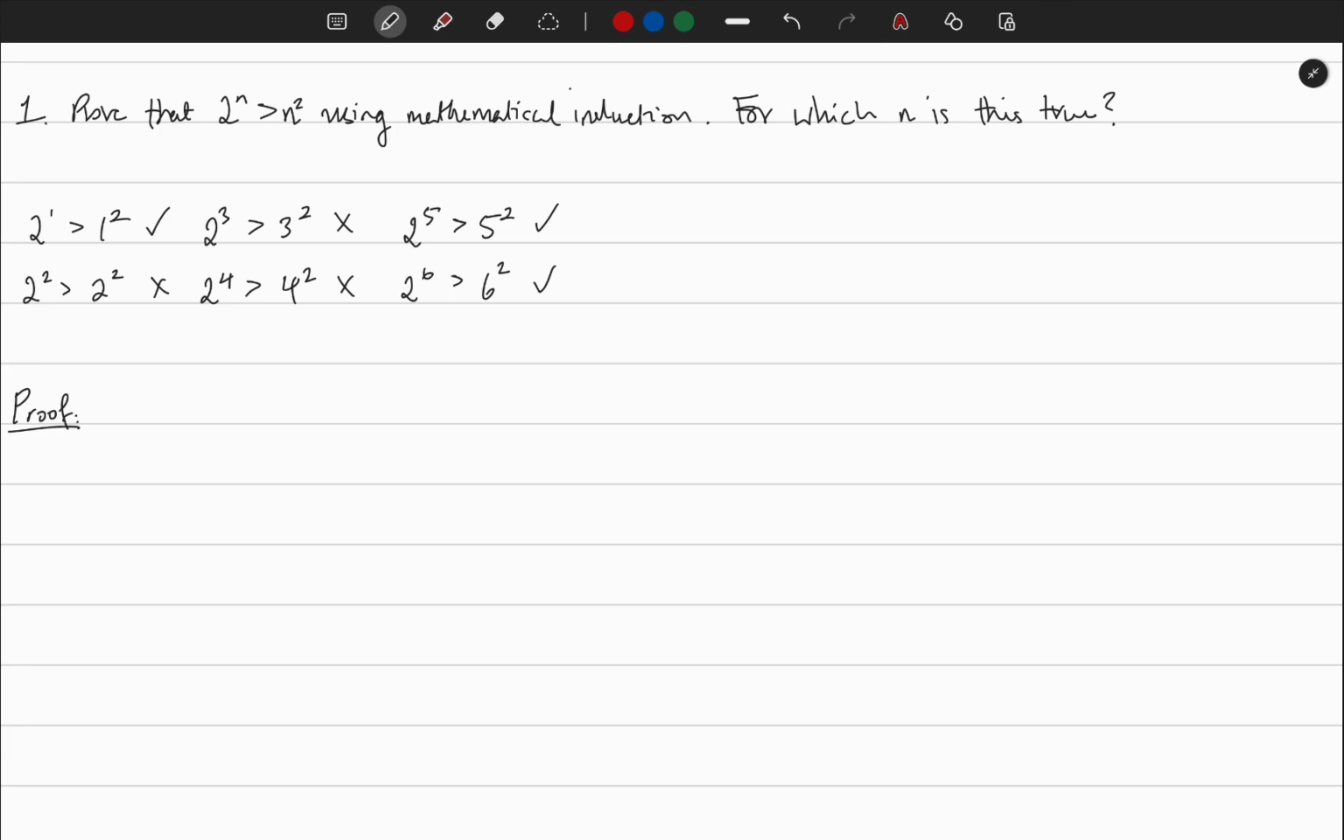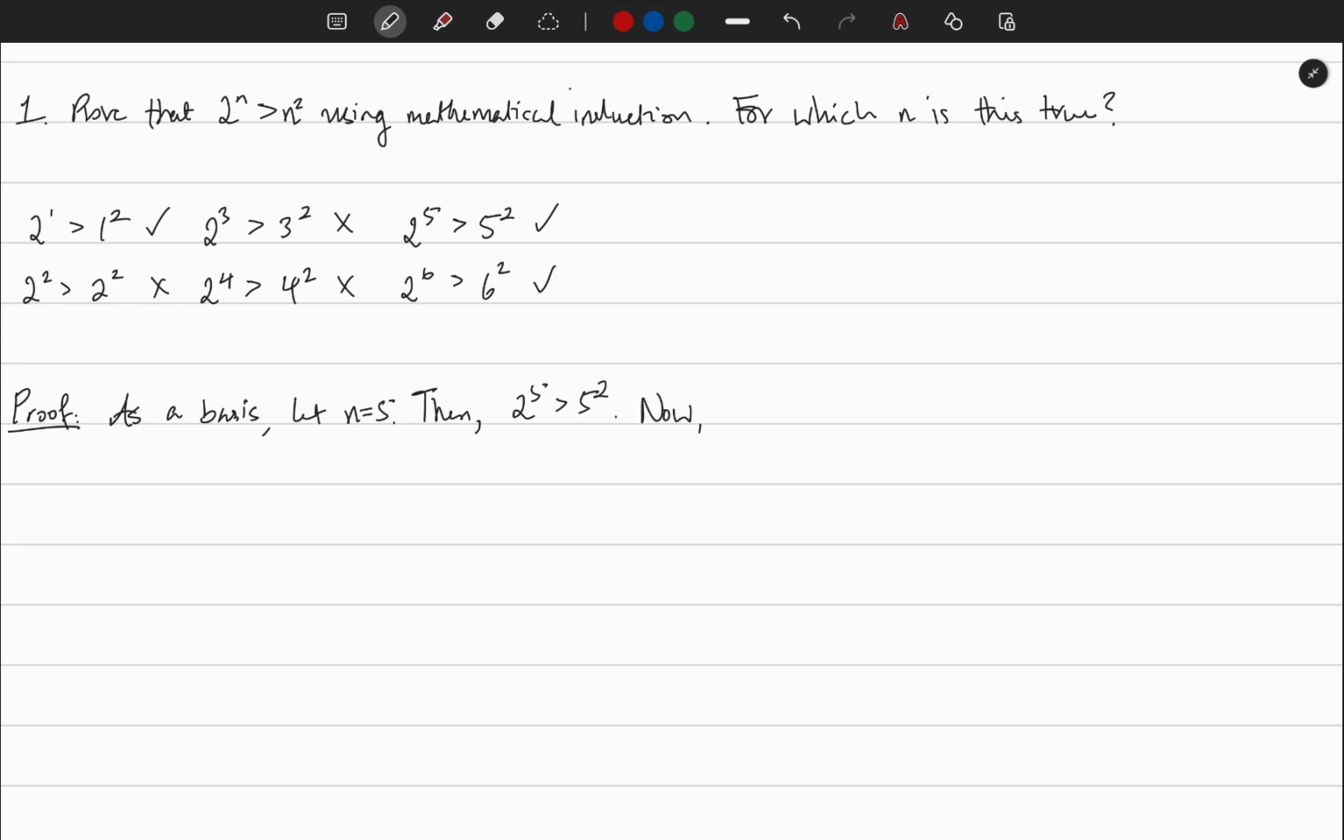The first case is our base case. So as a basis, we'll let n equals 5. Then 2 to the 5 is bigger than 5 squared. And this is true.